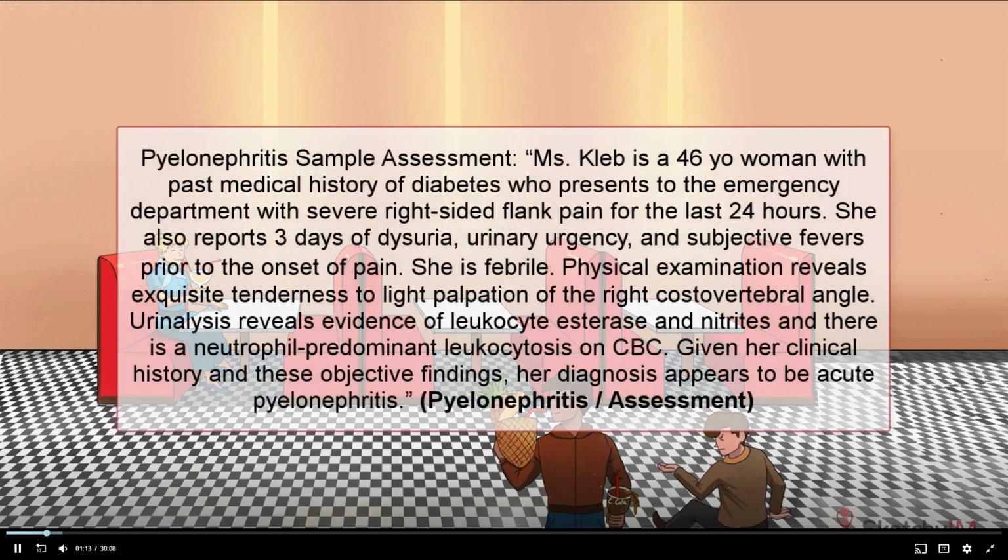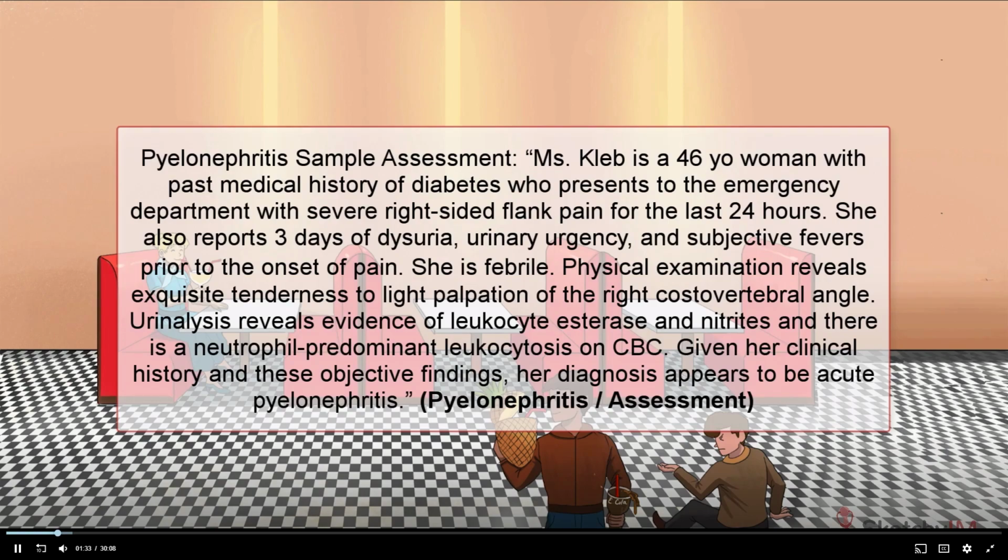Ms. Klebb is a 46-year-old woman with past medical history of diabetes who presents to the emergency department with severe right-sided flank pain for the last 24 hours. She also reports 3 days of dysuria, urinary urgency, and subjective fevers prior to the onset of pain.